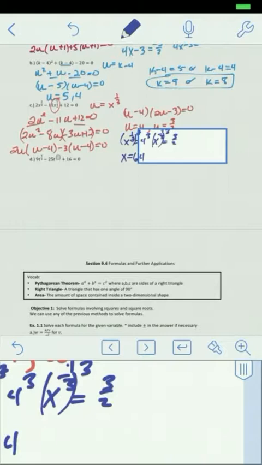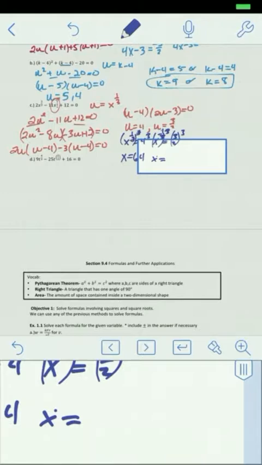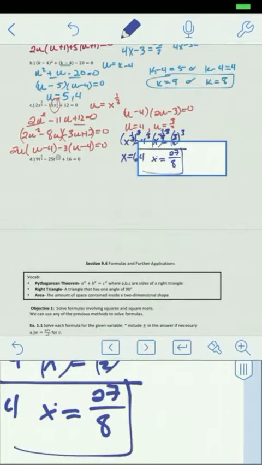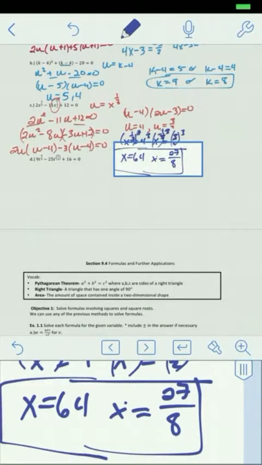Same thing over here. I'll cube this one. Cancel, cancel. I'm just left with x. Cube this one, and if I cube a fraction, I cube the top, that would be 27, and I cube the bottom, over 8. And those would be my two final answers.